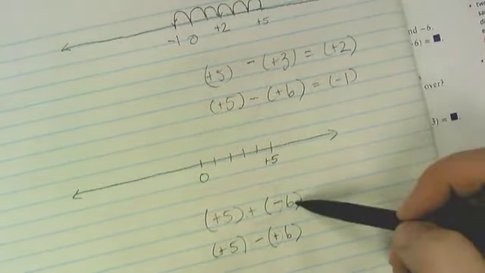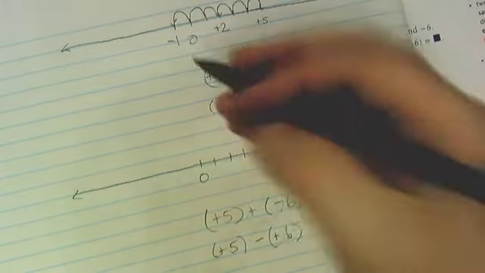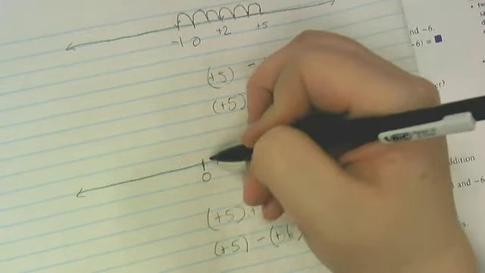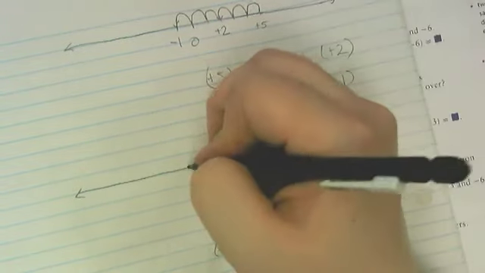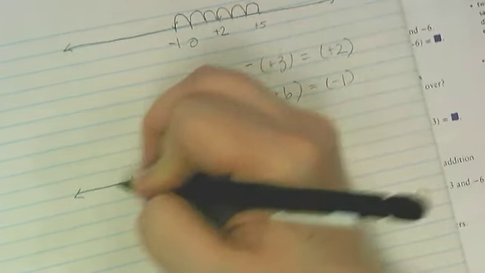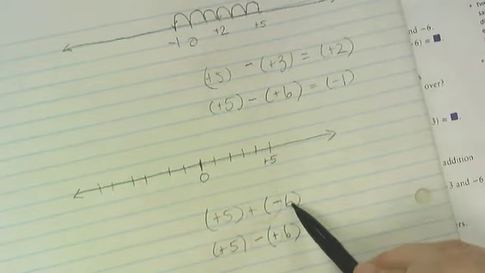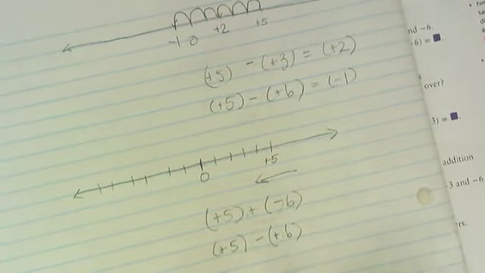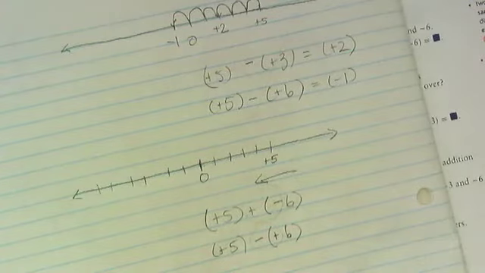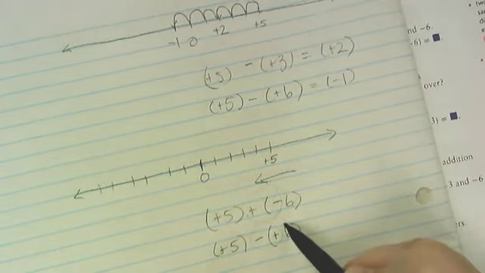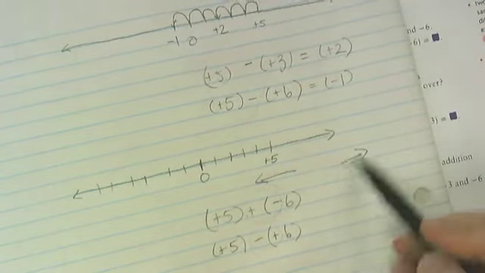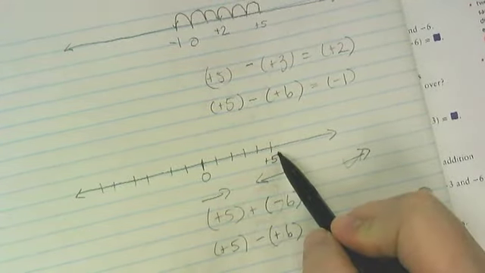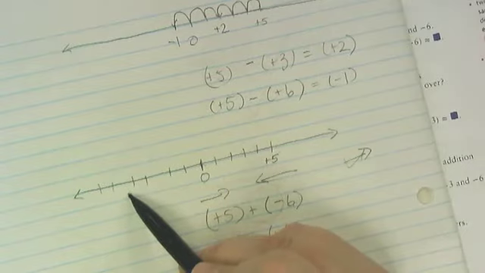Okay? If I was starting at 0 and I needed to find negative 6, do I go to the left or to the right? To the left. 1, 2, 3, 4, 5, 6. So when I'm dealing with a negative number, I'm going this way on the number line, right? And when I'm dealing with a positive number, I'm going this way on the number line. Positive 5 goes this way. Negative 6 goes this way. Right?